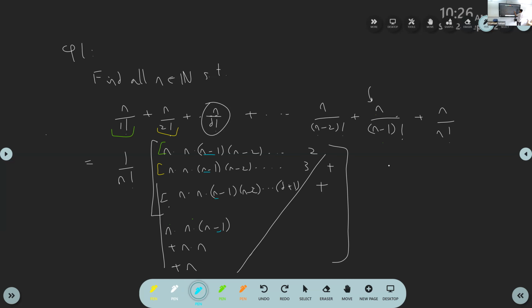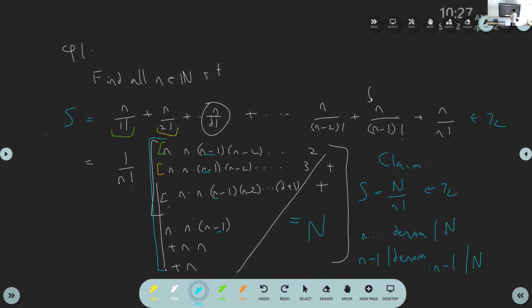Right? So what is your claim? Since we are claiming that this is an integer, if I call this S, which is equal to this whole numerator upon n factorial, let me call this whole bracket the numerator. Okay. So as S is the numerator upon n factorial, which is an integer, therefore the denominator has to divide the numerator, and n minus 1 is one of the factors of the denominator. Therefore, n minus 1 has to divide this capital N. Okay, so in other words, this whole bracket has to be a multiple of n minus 1, right?